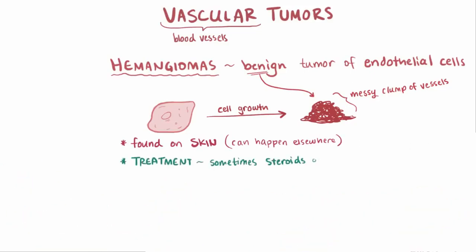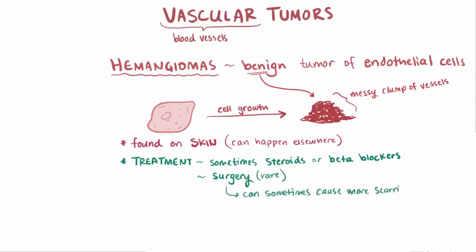Sometimes steroids or even beta blockers are used to help these regress, and only in rare situations is surgery needed. When it's clear that a tumor will regress on its own, removing the tumor surgically can sometimes cause more permanent scarring than if it's left alone.